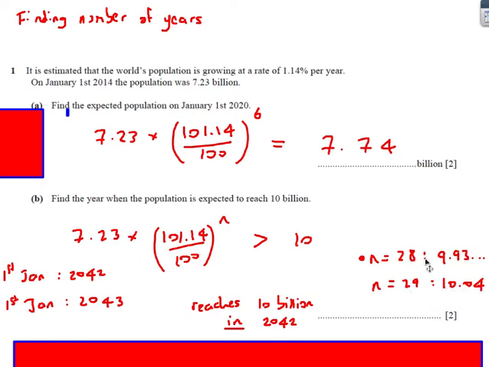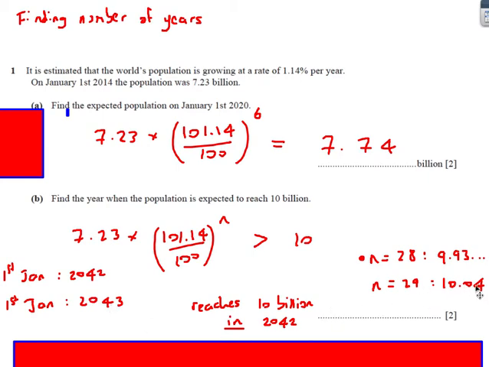Now remember, n is years after 2014, so 2014 plus 28 gives us 2042, and 2014 plus 29 gives us 2043. Now you may think, well, therefore the answer is 2043 because it's now more than 10 billion. But here's the tricky part. It says on the 1st of January 2014, and so think about this. Basically this is saying on the 1st of January in 2042 there was 9.93 billion. On the 1st of January 2043 there was 10.04 billion.